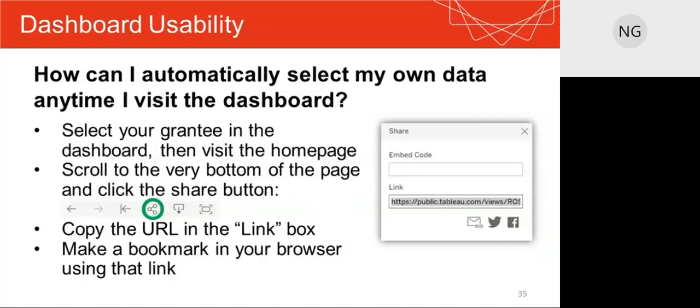How can I automatically select my own data anytime I want to visit the dashboard? The best way to do this is to select your grantee in the dashboard, then visit the home page. From there, you can scroll to the very bottom of the page and click the button right next to the download button, which is the one circled here in green with 3 dots and 2 lines connecting them. In the window that appears as you see on the right, you can copy the URL from the box that says link and use that to make a bookmark in your web browser. And anytime you visit that bookmark, it will take you directly to the home page of the dashboard with your data already selected.